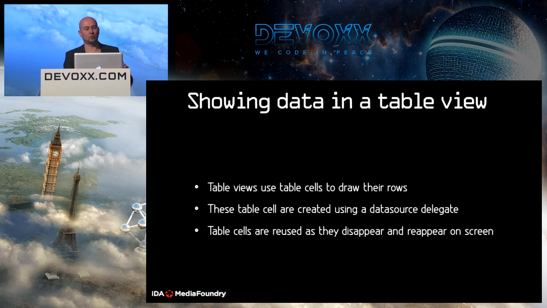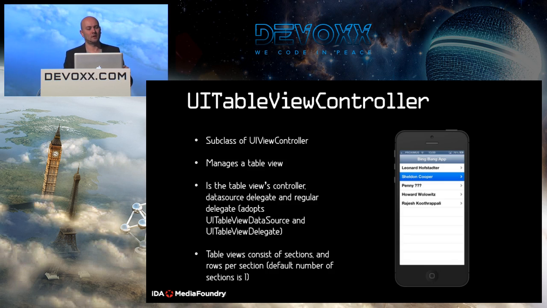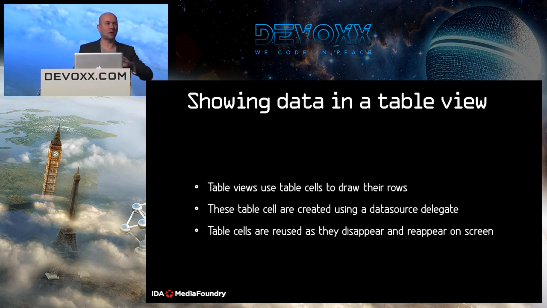What does the regular delegate do? The delegate reacts on touches. So if you touch a row, it will send a message, and it will respond to that message. A table view, furthermore, is divided in sections. In this demo, I will only have one section, which is the default. And then in each section, you have rows. So that's a table view.